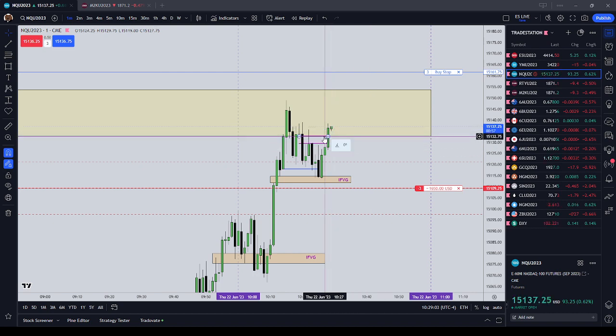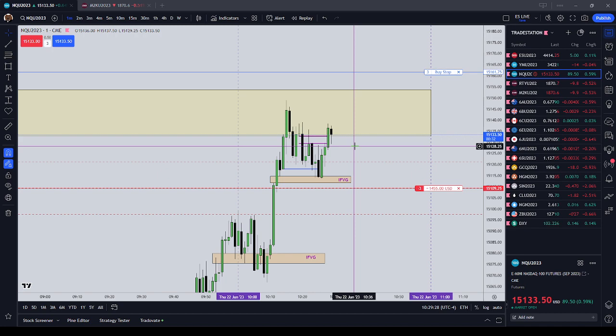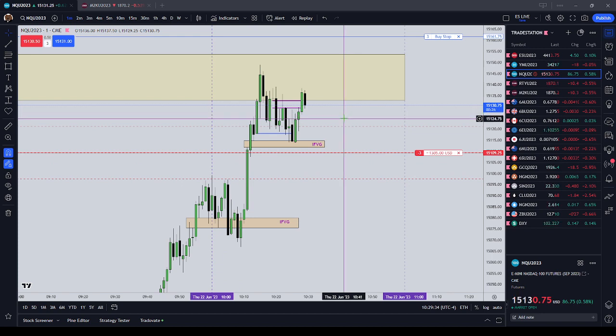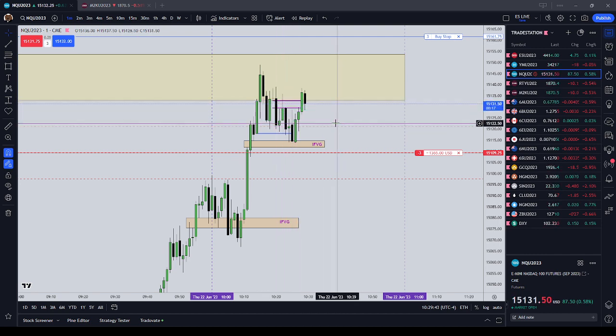Okay, so we closed above this fair value gap, which I don't like to see. That's not a good sign. It's trying to rebalance it right now. Okay, so now it's rebalanced the fair value gap here. This is not a good sign. Not a good sign at all.